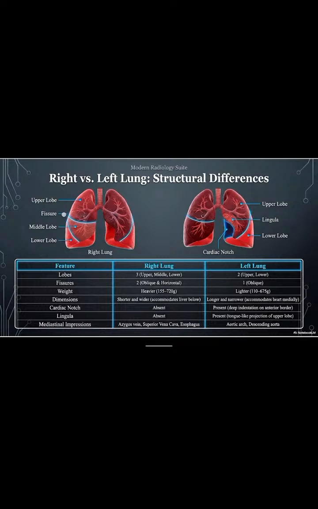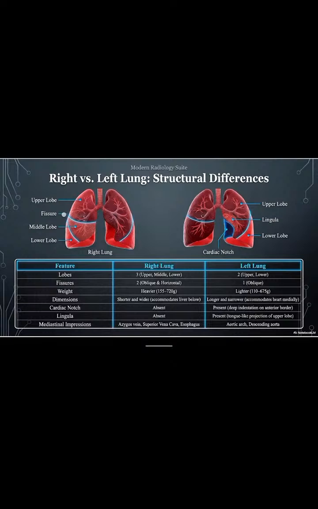Features of lungs are grooves that divide the lungs into lobes. So when you hear the word features, features just mean grooves. Grooves are depressions that divide the lung into lobes. So we have features in the right lung and we have features in the left lung.